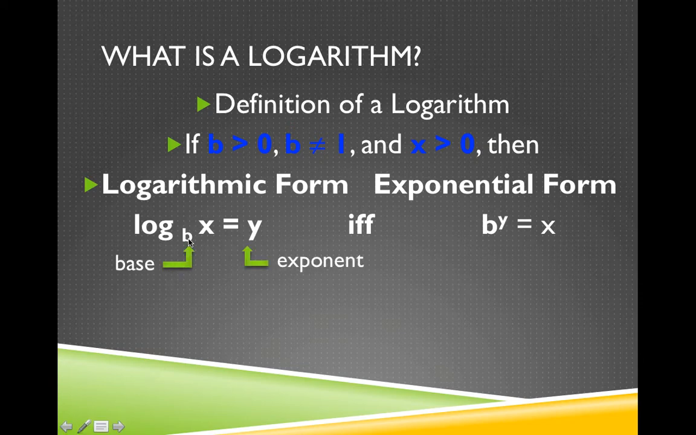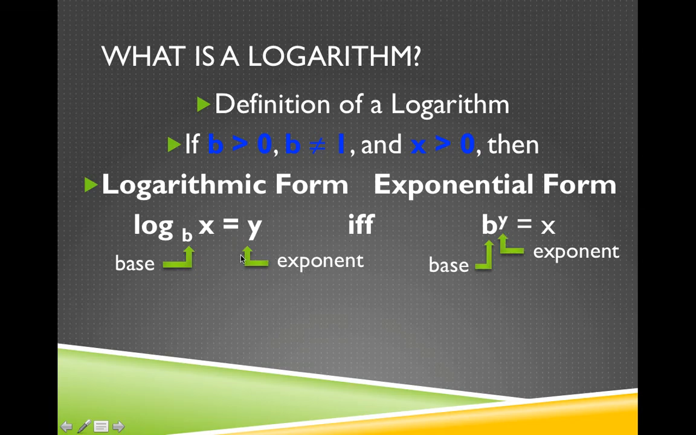Base is b. The exponent is y. Let's look at this one where you're familiar. b is the base. y is the exponent. When I raise the base to that exponent, I'm going to get this number x. This means the same thing. Log base b, which is the base, raised to this exponent is going to equal this x. So remember, b is the base and y is the exponent.